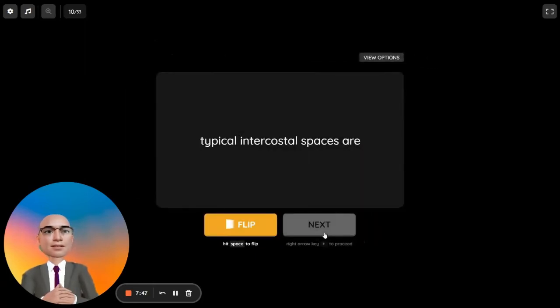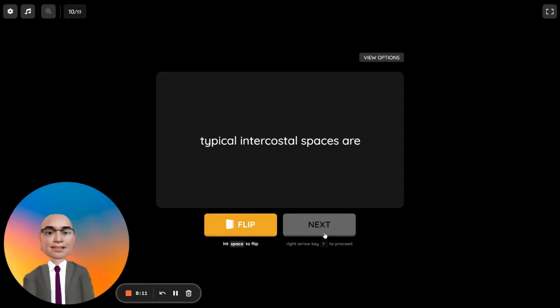Typical intercostal spaces. The spaces are described or classified as typical and atypical intercostal spaces. Typical intercostal spaces have the intercostal nerve supplying the space only. Such typical intercostal spaces are third, fourth, fifth and sixth.